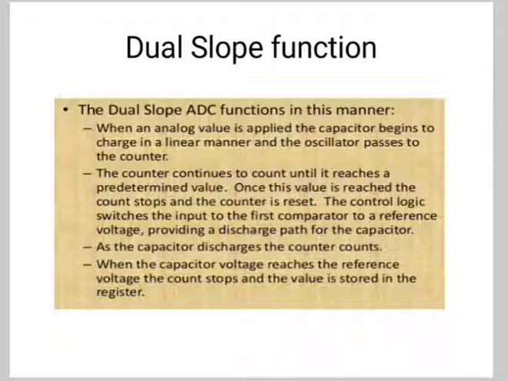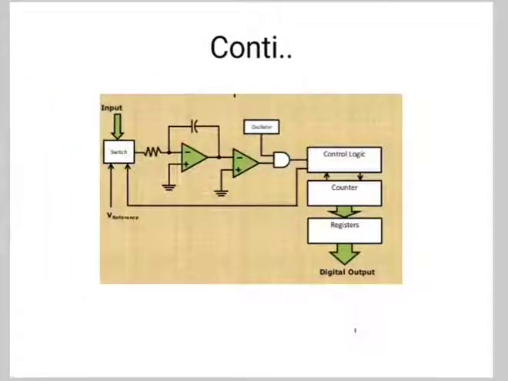When the capacitor voltage reaches the reference voltage, the count stops and the value is stored in the register. So, the dual slope ADC mainly consists of 5 blocks: integrator, comparator, clock signal generator, control logic and counter. The control logic resets the counter and enables the clock signal generator in order to send the clock pulses to the counter. When it receives the start command signal, the control logic pushes the switch SW to connect to the external analog input voltage Vi.